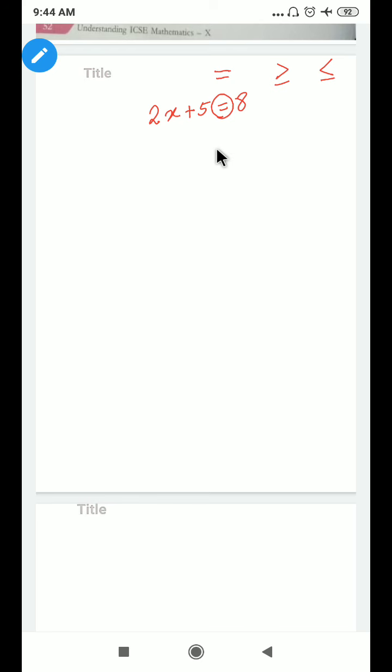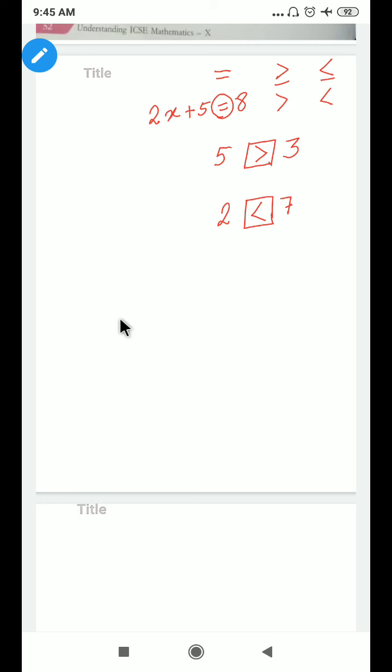Suppose 5 box 3 is given. Which sign do you have to put here, greater than or less than? Obviously 5 is greater than 3, that's why you have to put the greater than sign here. If 2 box 7 is given, you know that 2 is smaller than 7, that means 2 is less than 7, so you have to put the less than sign here.